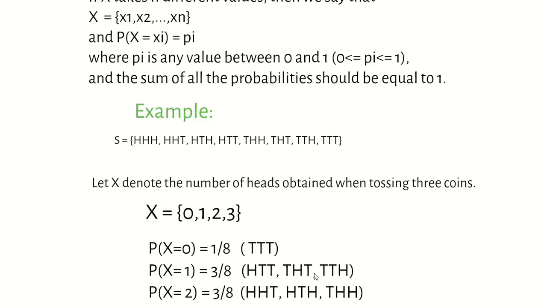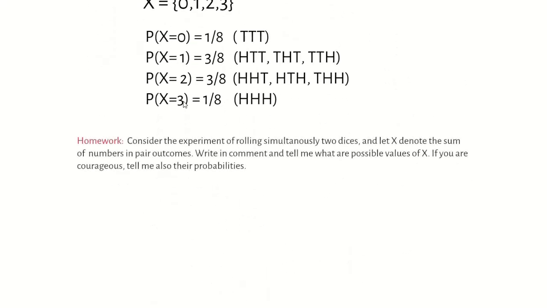And the probability of getting X equal to 3 is when all the coins display heads, just one outcome, HHH, among the 8. Then the probability of getting 3 heads is 1/8.